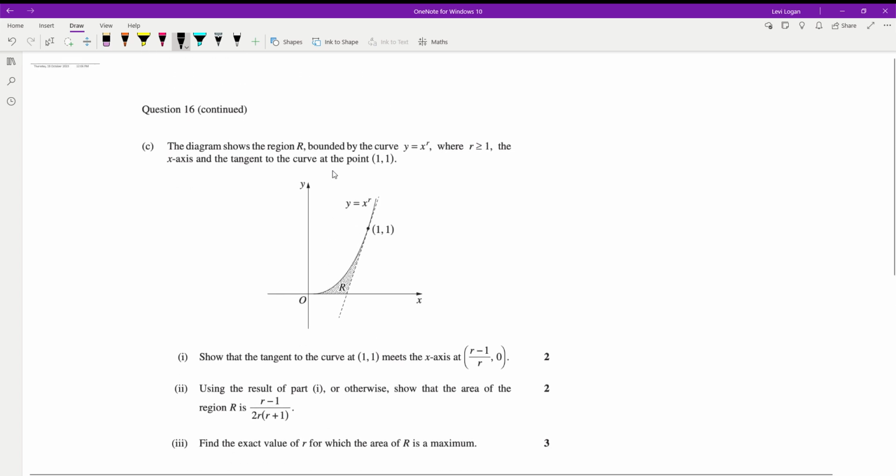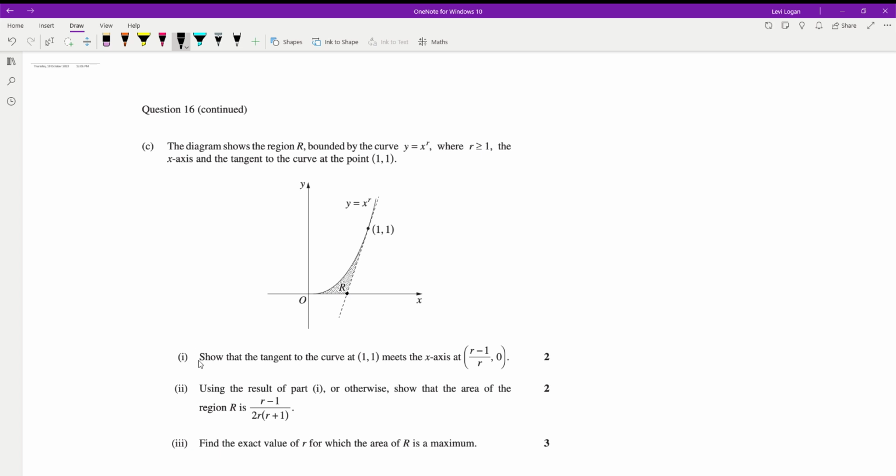So the diagram shows the region R bounded by the curve y equals x to the r, where r is greater than or equal to 1, the x-axis and the tangent to the curve at the point (1, 1). So we can see we've got our tangent line, our curve here, and this is our region R. So it's enclosed wherever this pretty much is.